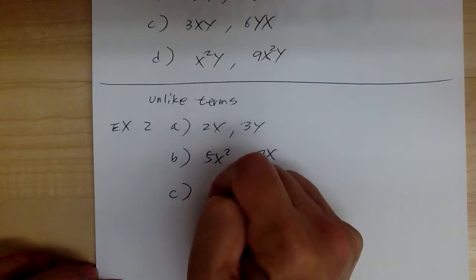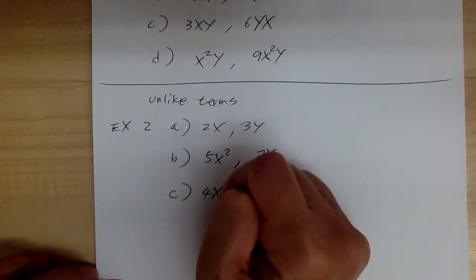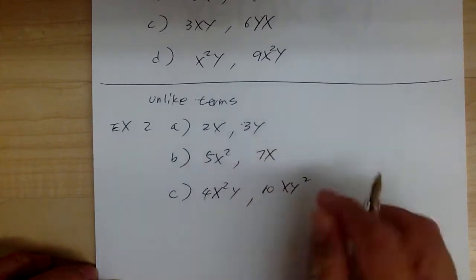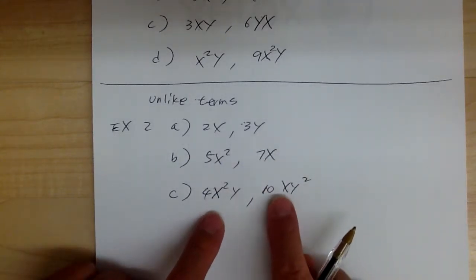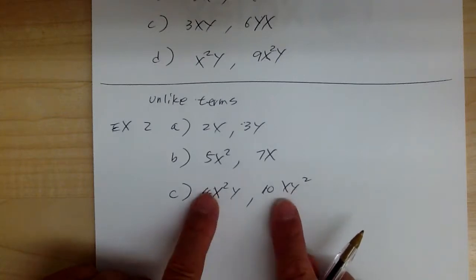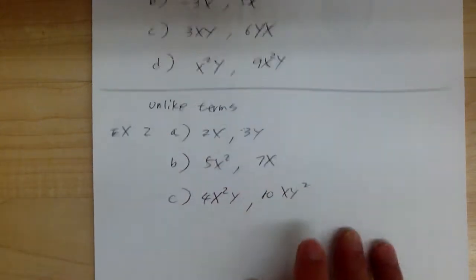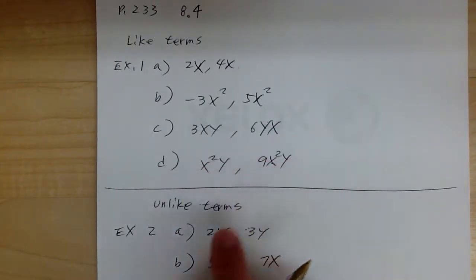C, you have 4x squared y, and you got 10xy squared. So again, these are unlike terms. This is xy squared, this is x squared y. So they are not the same. Okay, again, like terms are the ones that have identical variable parts.